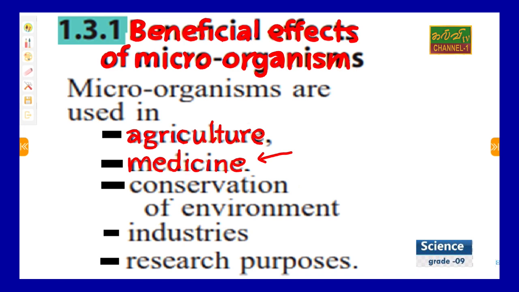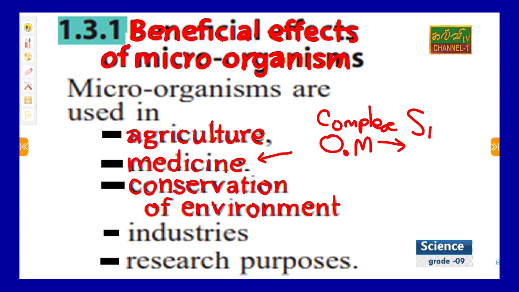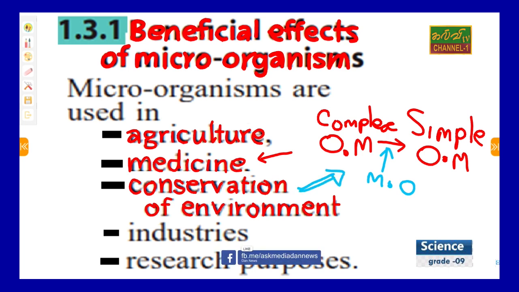And conservation of environment. Yes, I already mentioned this. Conservation of environment means, without the decomposition by microorganisms, we can't live. I already mentioned, if dead bodies stayed for so many years on our earth, we couldn't live. So the dead body has to be converted into simple substances, because the dead body contains complex organic materials. The complex organic materials have to be converted into simple organic materials. By what? By microorganisms. Therefore, we can say this is the conservation of environment.